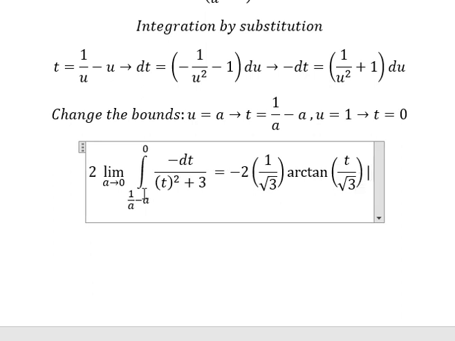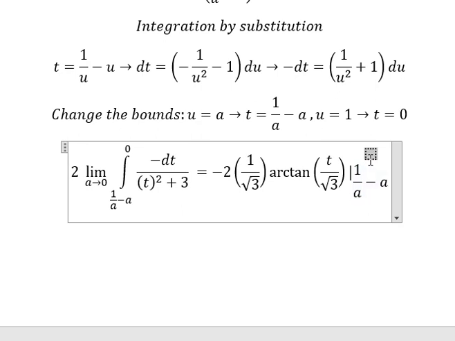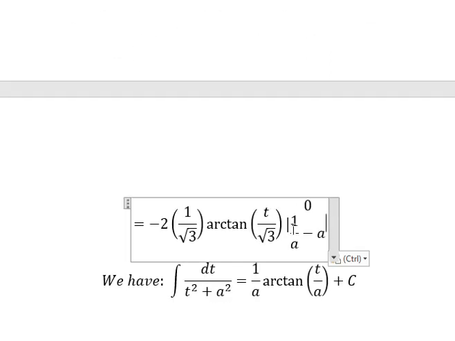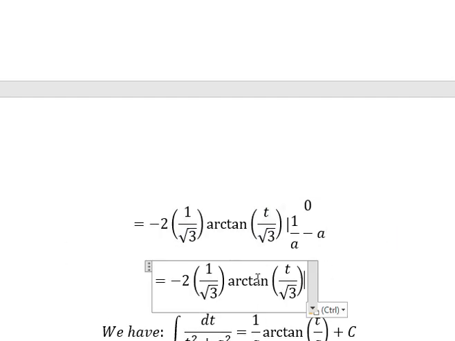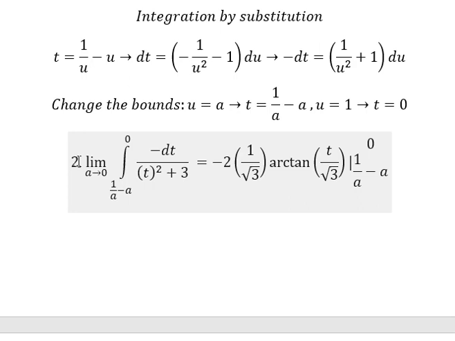And then we put the bounds from 1 over a minus a to number 0. So we can put number 0 here, 1 over a minus a here, and then we have the limit.